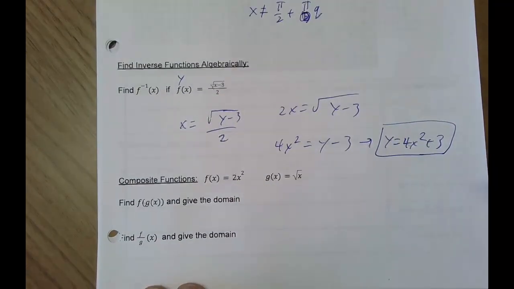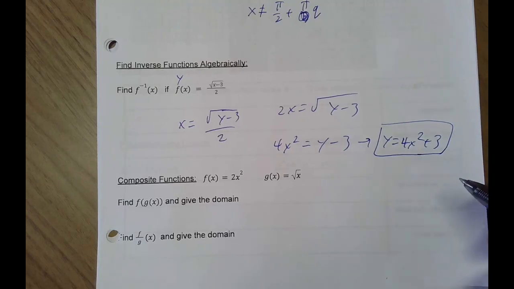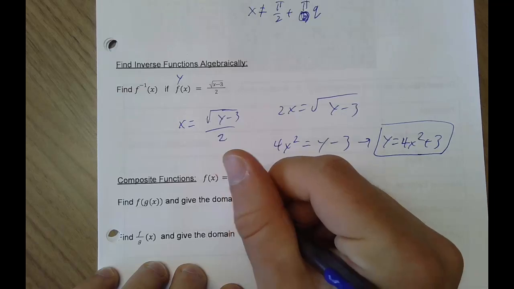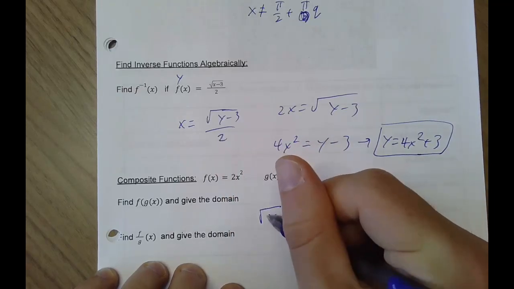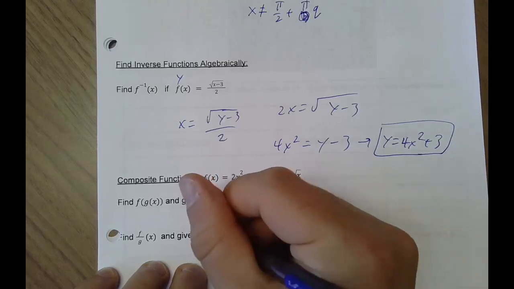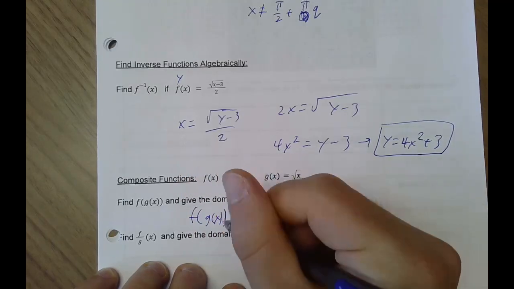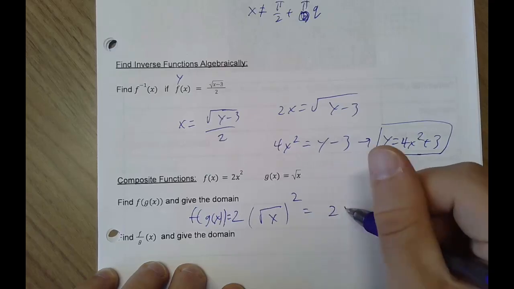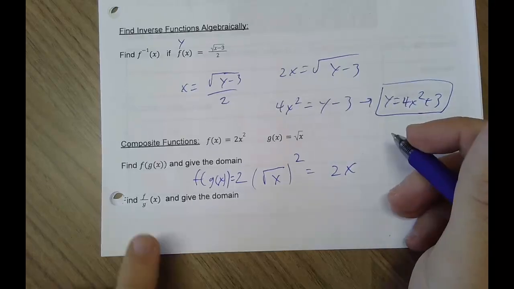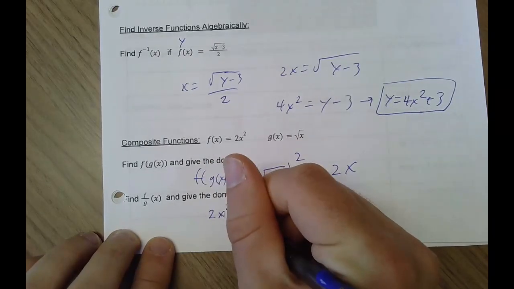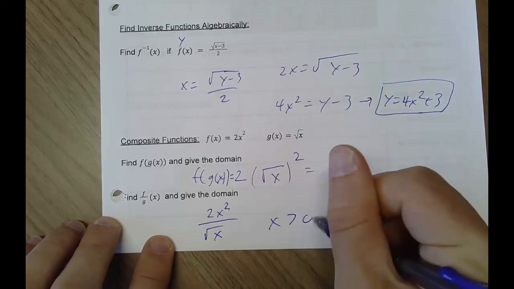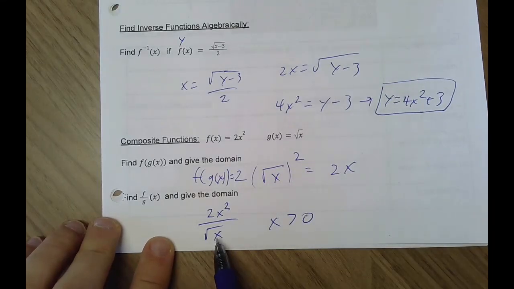Okay, composite functions. So we put a function inside a function. F of g of x means this g of x is going to go inside the f of x. So we write the root x first, and that's going to replace this x. So it's going to be root x squared times 2 is f of g of x. Okay, so that's just 2x. F over g of x just means 2x squared over root x. The domain of this would be x must be greater than 0 because this cannot be 0 and it cannot be negative.